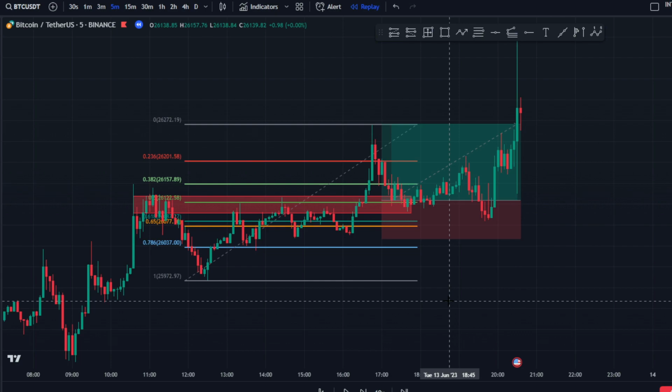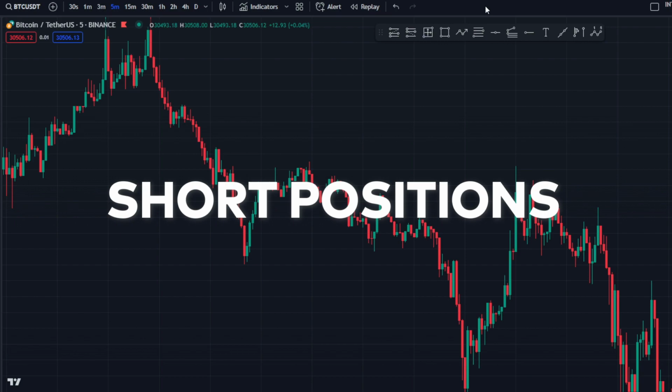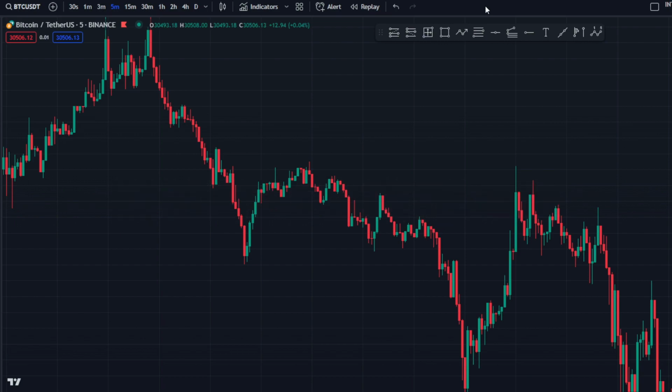So now let's transition to taking a sell order. In order to take short positions, the rules are actually exactly the same as taking long positions, except that you just reverse the rules.